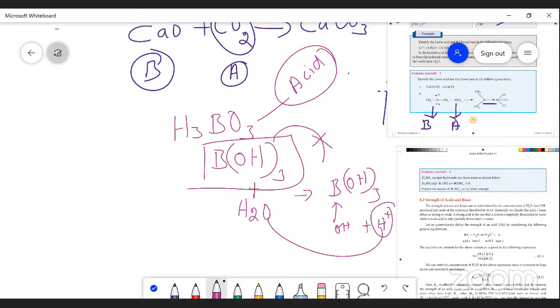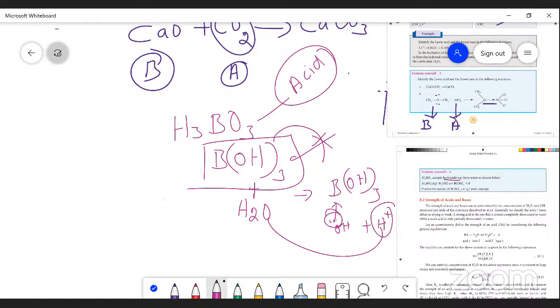So how are we saying it's an acid? That is based on the Lewis concept only. Here, they have given in the question itself that it accepts the hydroxide ion from water. The hydroxide ion is a donor, donating the pair of electrons. Since boric acid is accepting the electron pair from the OH minus, that's why it's a Lewis acid.